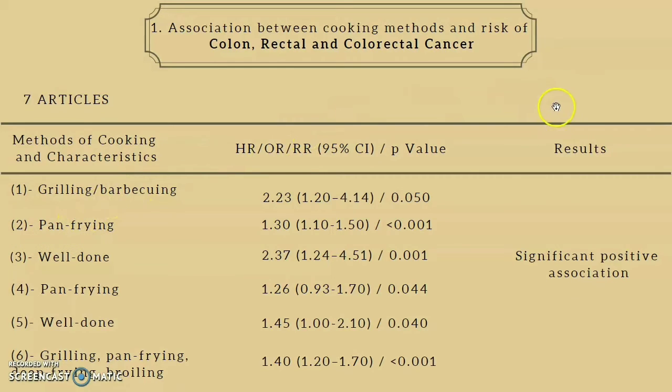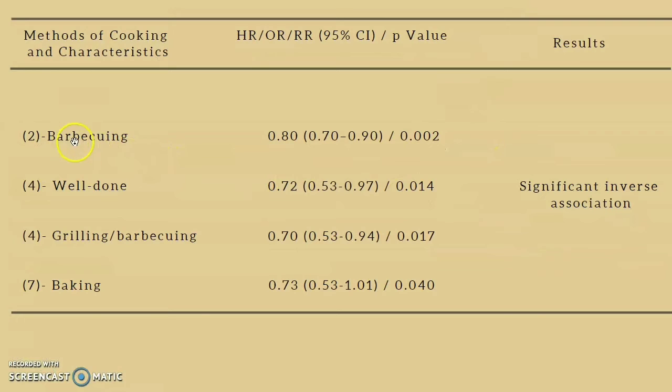and this cooking method would give a significant positive result, which means that pan frying will increase the risk of getting colon, rectal, and colorectal cancer, while barbecuing cooking method would give a significant inverse association, which means that it will reduce the risk of getting that particular cancer. So this means that different cooking methods may give a different outcome, either increased risk or reduced risk of getting that particular cancer.